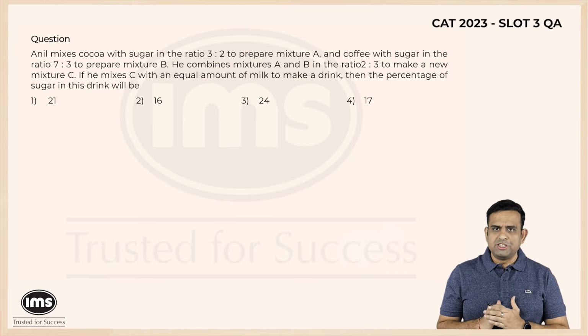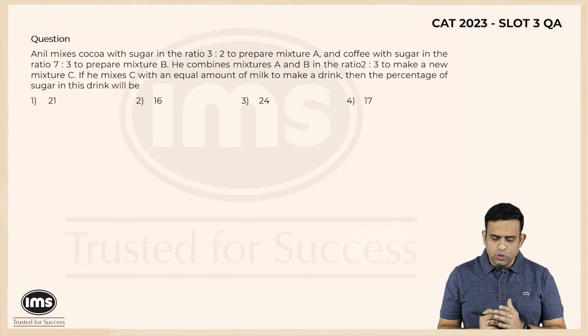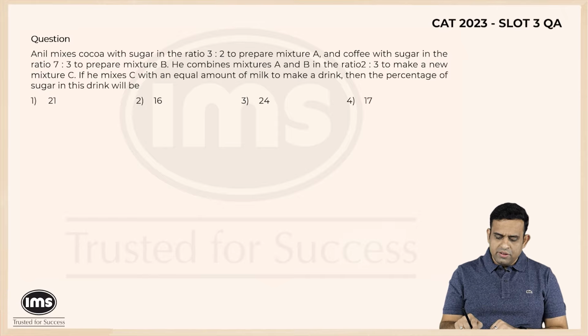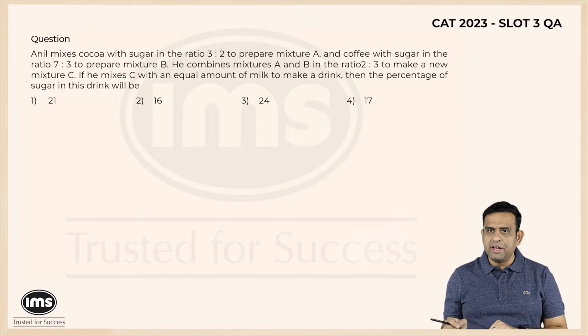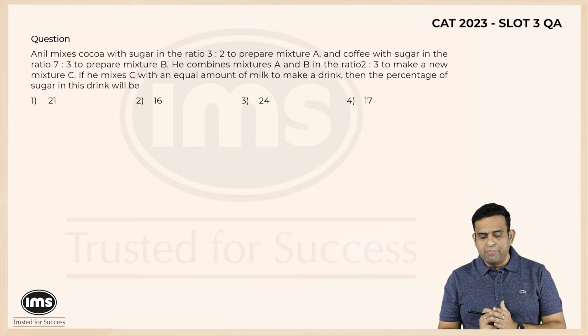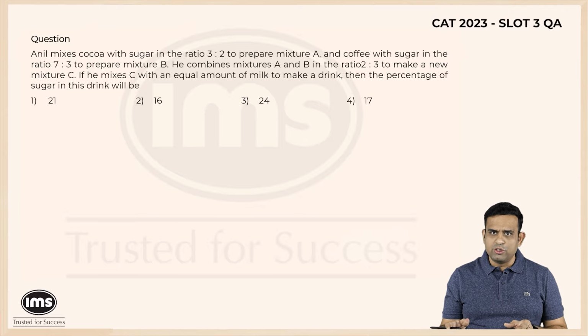In the next sum on mixtures, it says that Anil mixes cocoa and sugar in the ratio of 3:2 to prepare a mixture A, and coffee with sugar in the ratio 7:3 to prepare mixture B. He combined mixture A and mixture B in the ratio of 2:3 to make a new mixture C. If he mixes C with an equal amount of milk to make a drink, then what is the percentage of sugar in this particular drink? So over here, understand you have mixture A, mixture B, then a mixture C, and then one more mixture is also there.